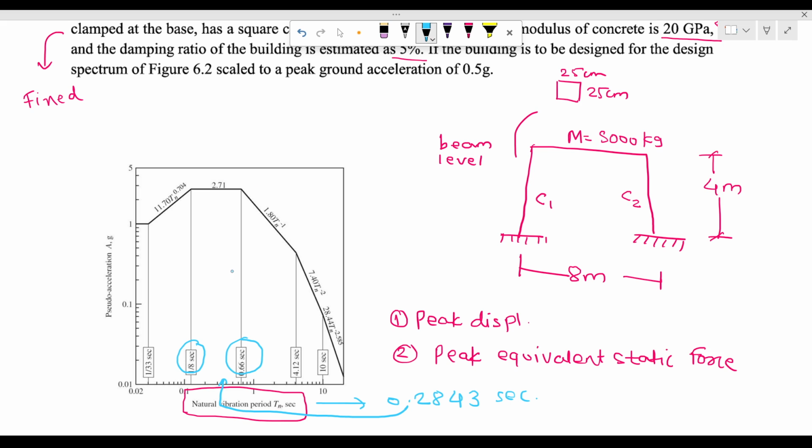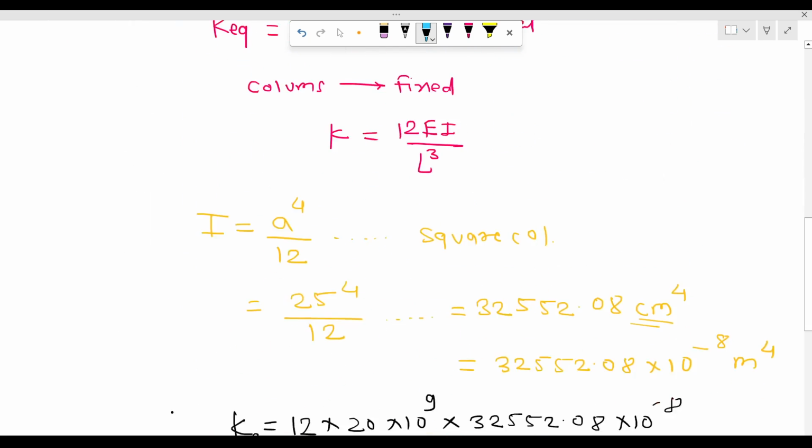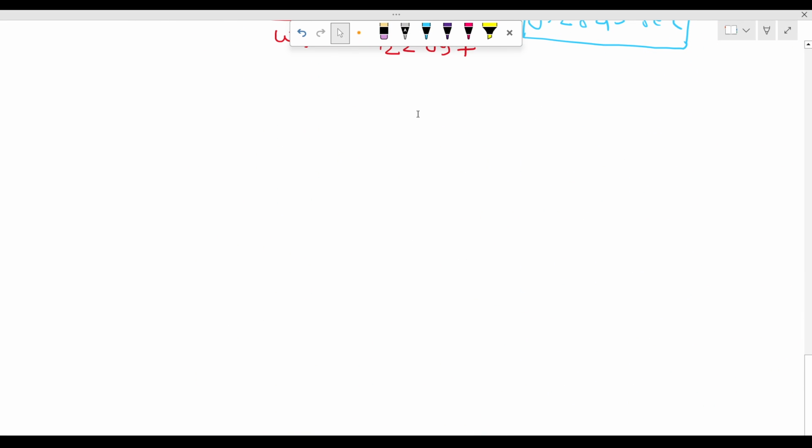So I can say that the pseudo acceleration will be 2.71 into, here you can see it is scaled to peak ground acceleration of 0.5 g. So multiply this acceleration by 0.5 g. It is a scaled value, right? So this is how we can use the response spectrum curve, right, to find the pseudo acceleration.